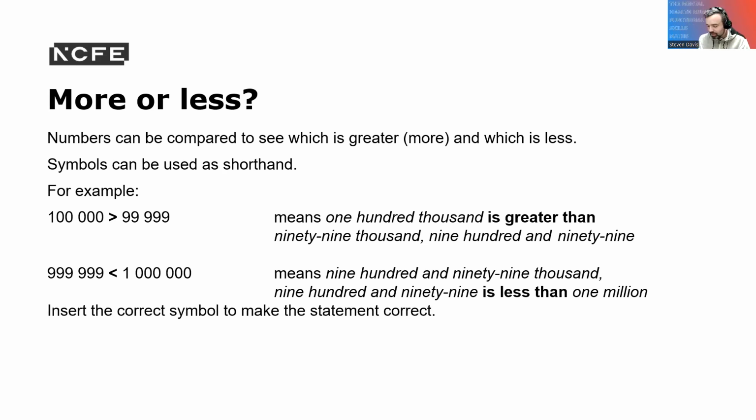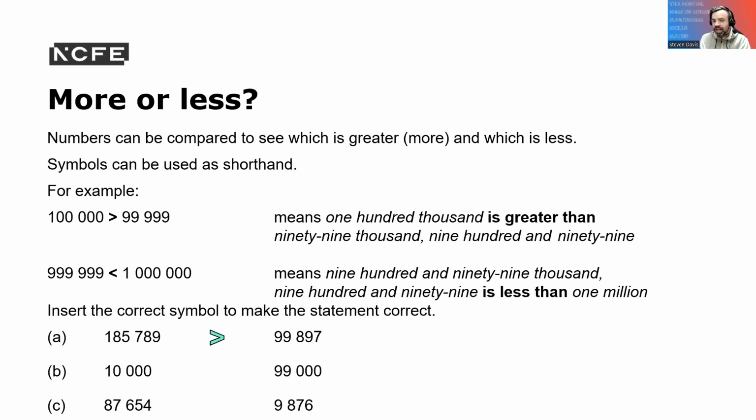So insert the correct symbol in these statements. Is 185,789 more than or less than, or is greater than, sorry, 99,897? So I'm hoping it is greater than. Good. So is 10,000 greater than or less than 99,000? It's going to be less than. And is 87,654 more than or less than 9,876? So it's more than. Good. So we can see how those symbols work.